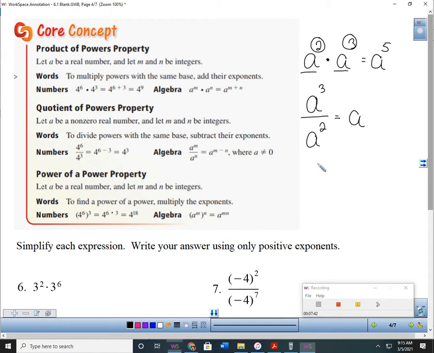And then you have a third property, which is a power to a power. So if I have one base and I raise that to a power, let's say 3, and then I take that and raise it to another power, like 2. See how I have a power raised to another power? I would multiply those, and that would be a to the 6th. So if you have two things being multiplied that have the same base, you add their exponents. If you have two things being divided that have the same base, you subtract top minus bottom. All right? And then if you have a power that's raised to another power, then you multiply those.